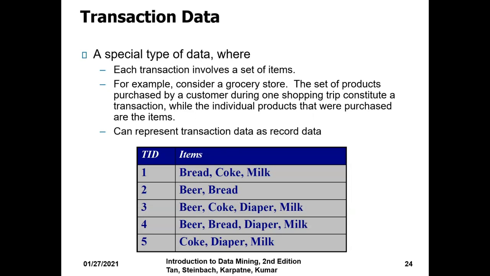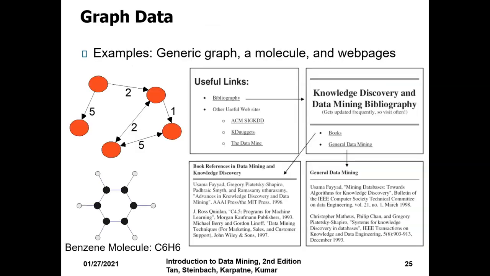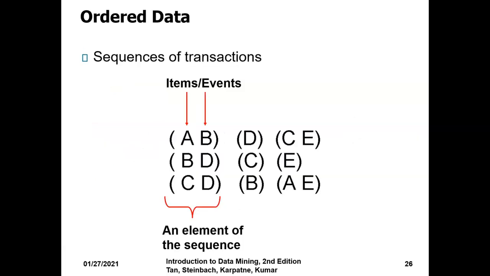Transaction data is normal transaction data in different marts or shops, like Walmart or any mart. You can see how the transaction data looks with respect to the transaction ID and the items someone bought. Graph data could be a representation of a molecular structure, a genetic graph, or web pages that are linked to each other via hyperlinks.